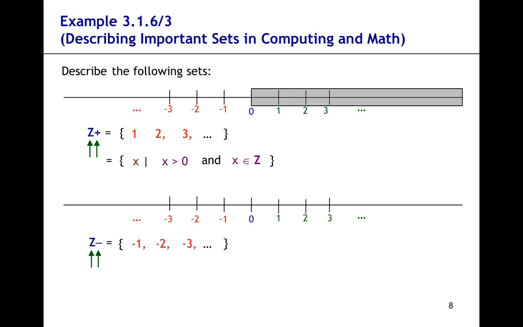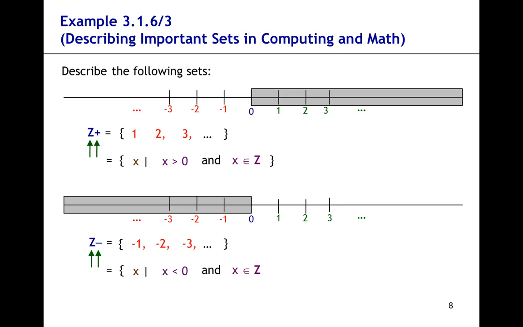To do that, we can say that Z minus is the set of little x such that x belongs to this continuous spectrum on the left. So we say x is less than 0. Oh, but wait, we need to pick up only the x's that are whole numbers. So we add another condition that x must belong to the set of integers. And there you have it. The full description of Z minus can be achieved by using two conditions put together.